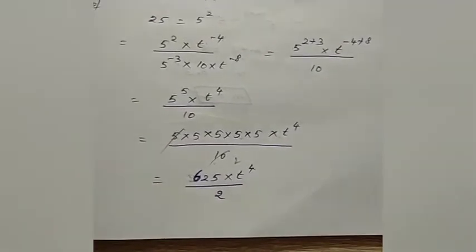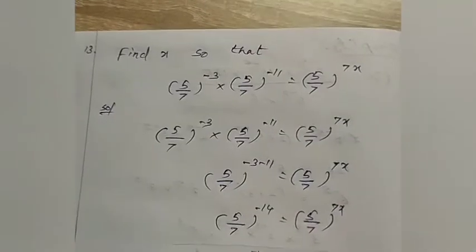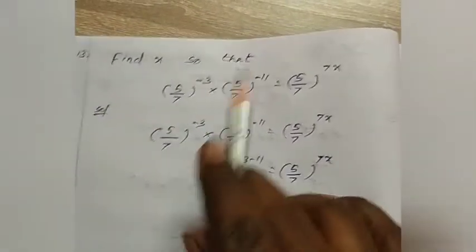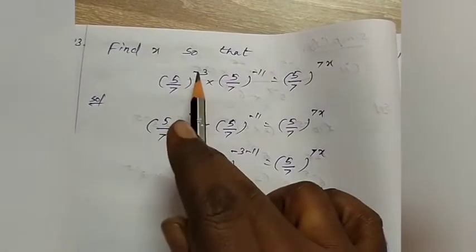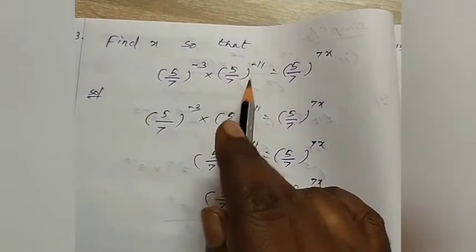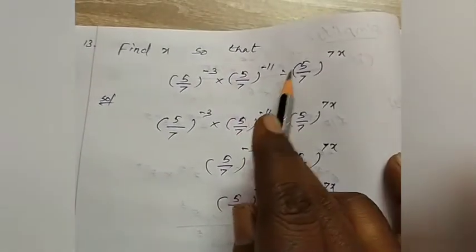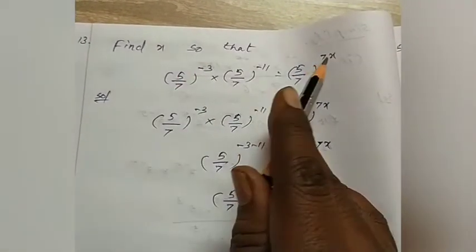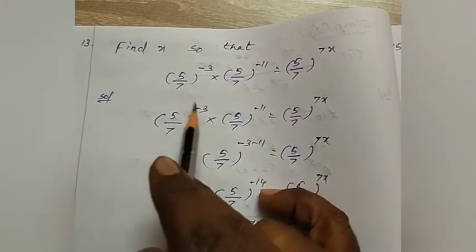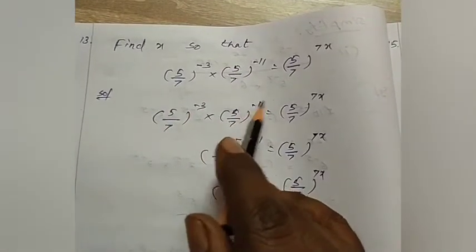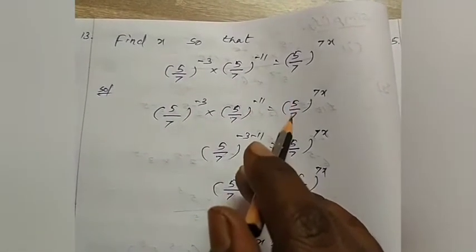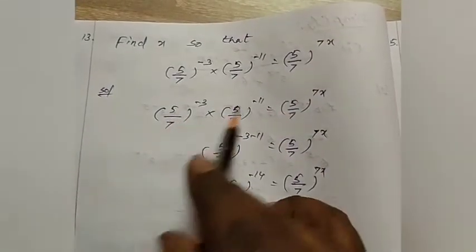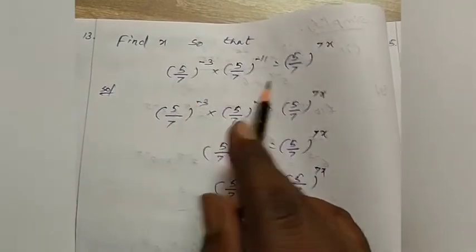So the next question is: find x so that (5 by 7) whole power minus 3 into (5 by 7) whole power minus 11 is equal to (5 by 7) whole power 7x. So find the value of x. Here the bases are same, so add the power.